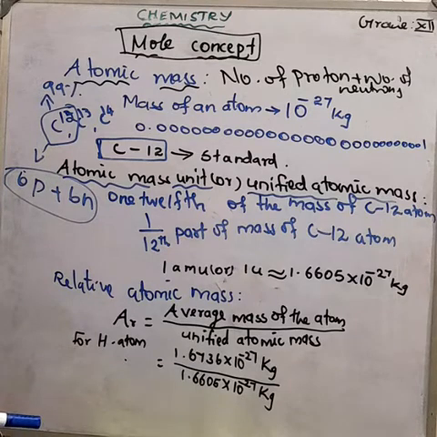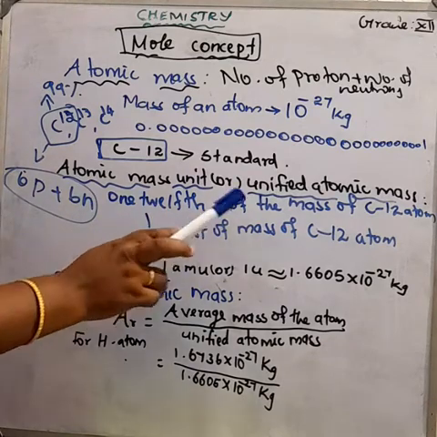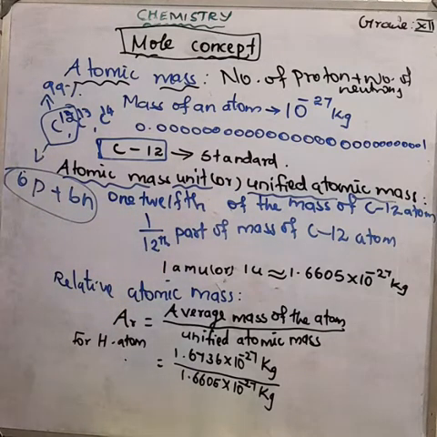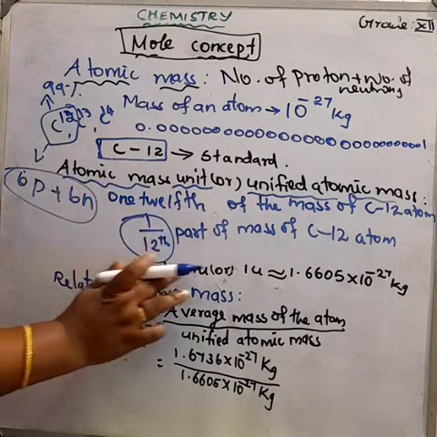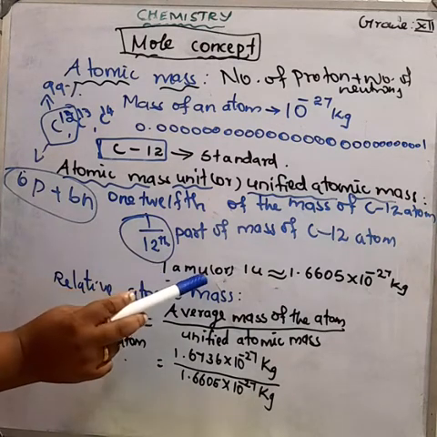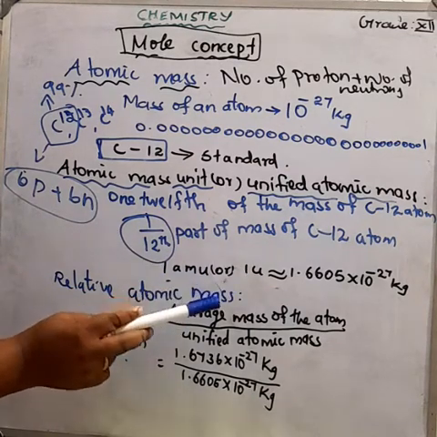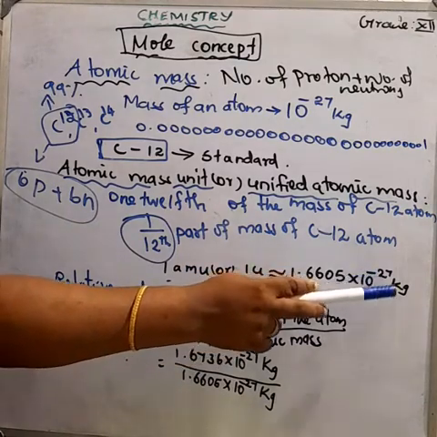Its value is 1 AMU. The 1/12 part of the mass of a carbon 12 atom is called the unified atomic mass, that is 1 AMU. So what is the mass in kilogram? 1 AMU means 1.6605 into 10 power minus 27 kilogram.